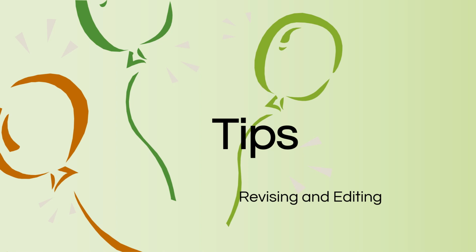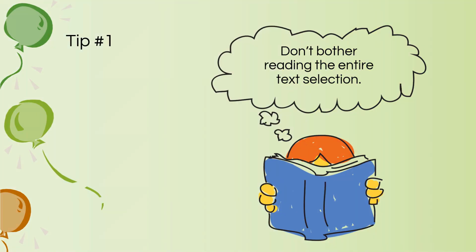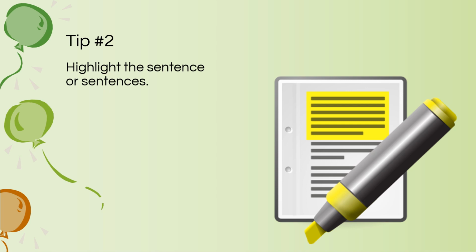Here are some tips for answering revising and editing questions on the STAAR test. Tip number 1, don't bother reading the entire text selection on an editing and revising question. You only need to reference that part of the text that the question is asking about. You do want to highlight the sentence or sentences the question asks about.